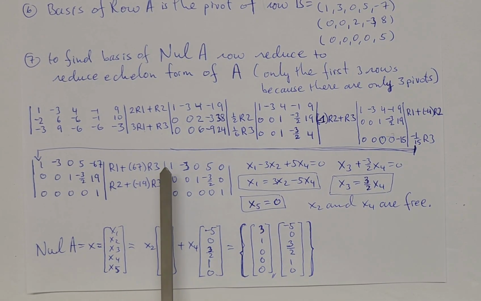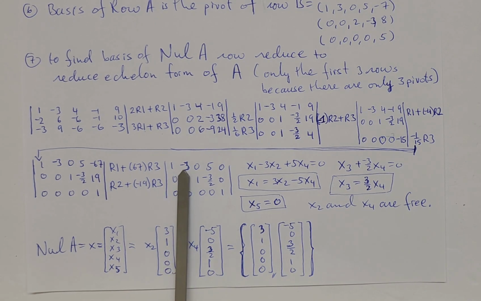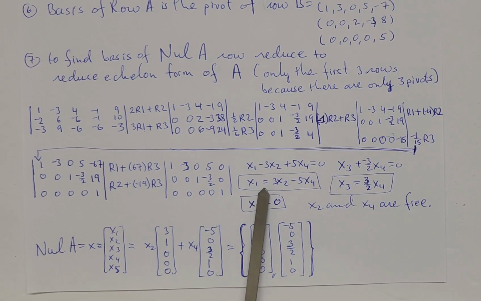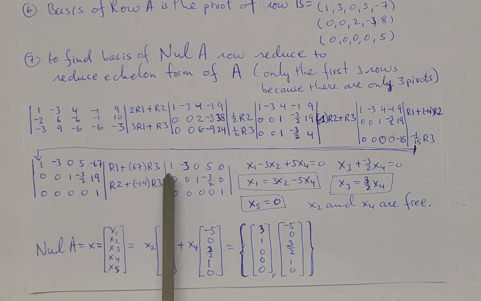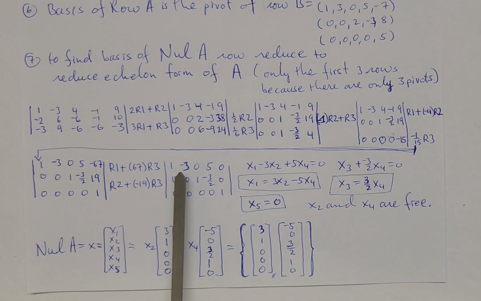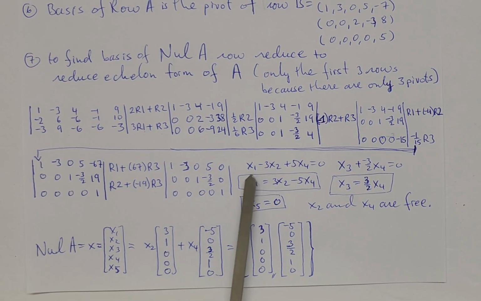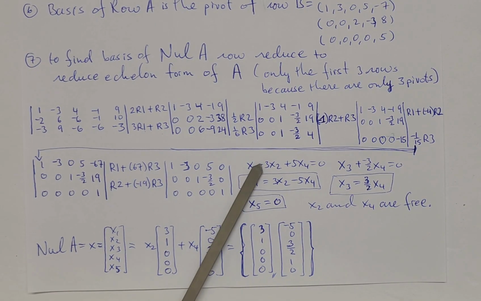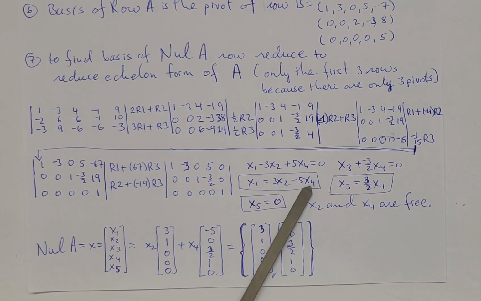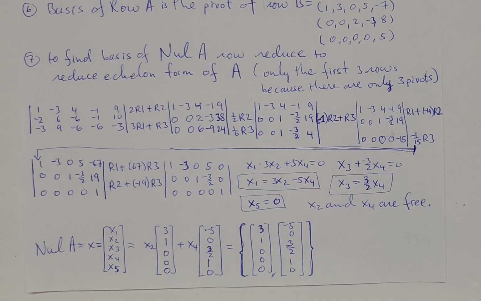Okay. So here we go. x1 minus 3x2 plus 5x4. That's what I have here. x1 minus 3x2 plus 5x4 equals 0. That's what I have here. So solve for the first term. So negative becomes plus, plus becomes negative. Just move it to the right side.